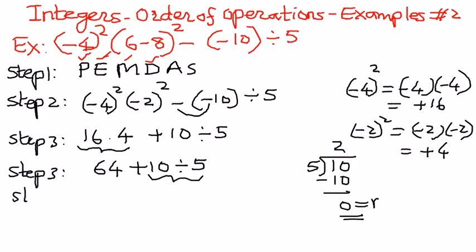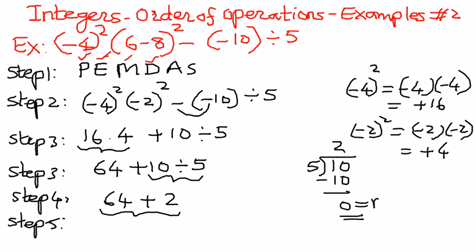as step number 4, we're going to write down 64 as the first number plus 10 divided by 5 simplifies to 2. So as the last step, step number 5, we're going to perform the addition operation now. 64 plus 2 is going to be equal to 66, and that is our answer. We don't have a subtraction operation here, so therefore we're going to leave it alone.